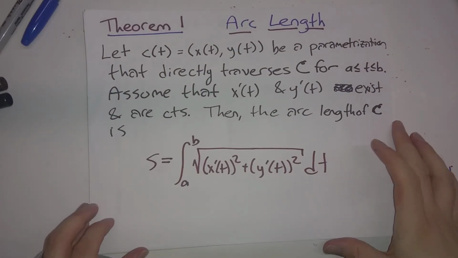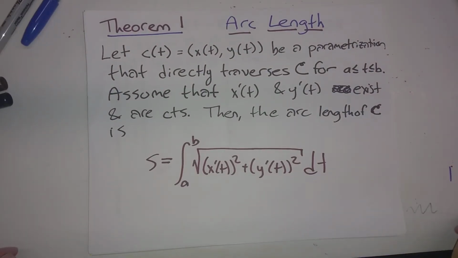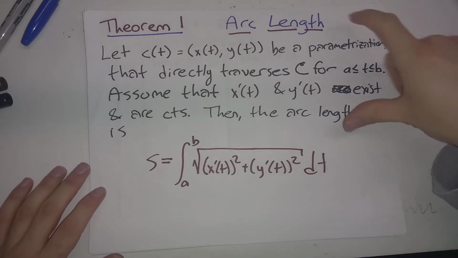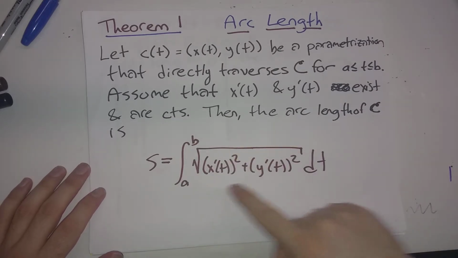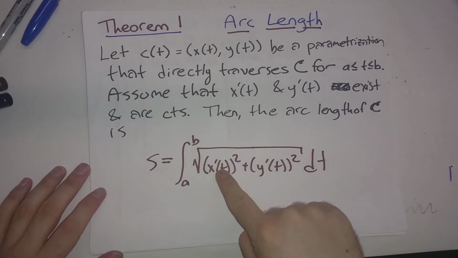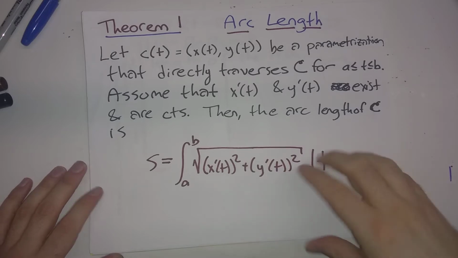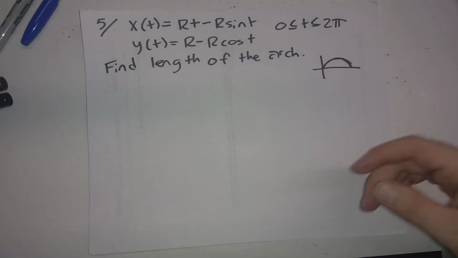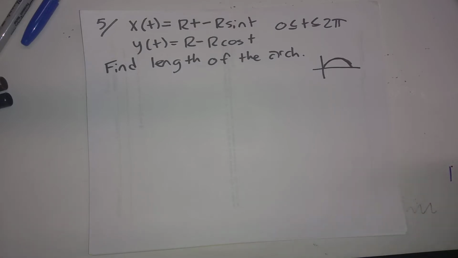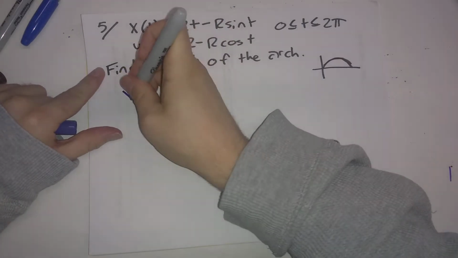Well, here is our theorem that gives arc length in this section. So basically everything here checks out. We're going to integrate, in this case, from 0 to 2 pi of the square root of x prime of t squared plus y prime of t squared. So what we just need to do right now is to try to simplify what's under that square root. That's our first order of business.